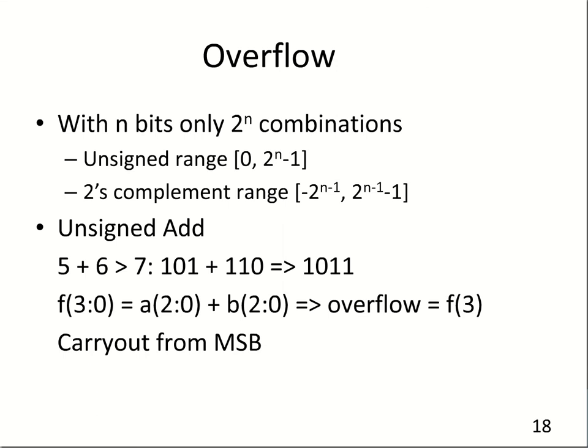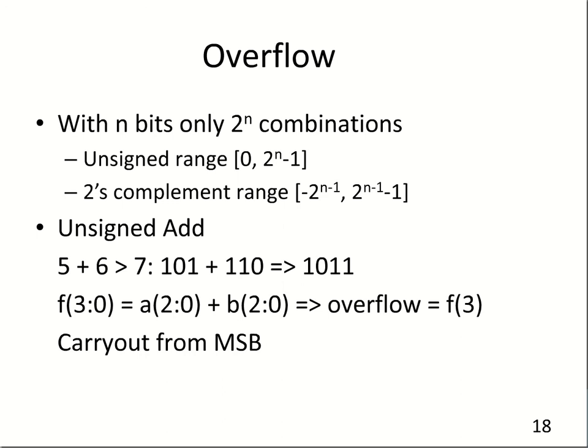So for example, if we're dealing with 3-bit numbers and we add the number 5 and the number 6, the result is going to be greater than 7. In other words, it's going to be a number, in this case 13, that cannot be represented with 3 bits. So what do we do? Well, typically we will add logic that will detect the overflow case and somehow communicate that to the programmer or to the user.